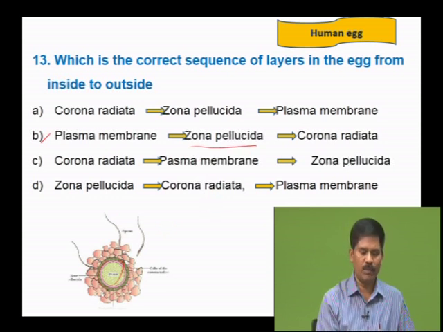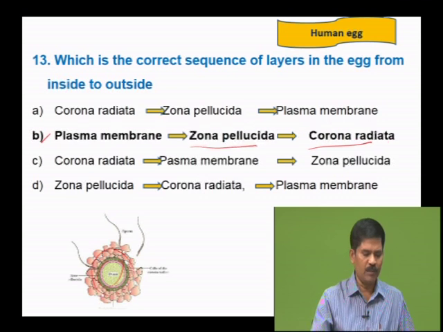It's also a vitelline membrane which in turn is covered by epithelium with radiating projections. Therefore, this is the right option, that is B.